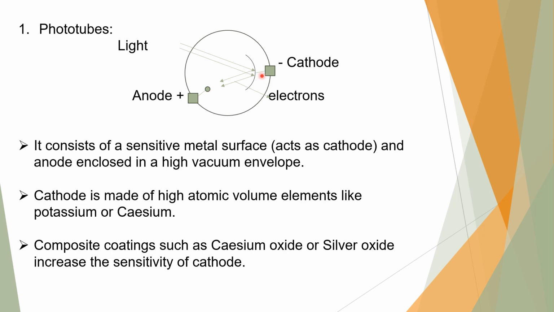When a sufficiently high potential is applied between cathode and anode, the electrons will be liberated from the cathode by the action of light, and those electrons will reach the anode, such that a photocurrent is generated in the phototube, which has a linear response to the intensity of light input.